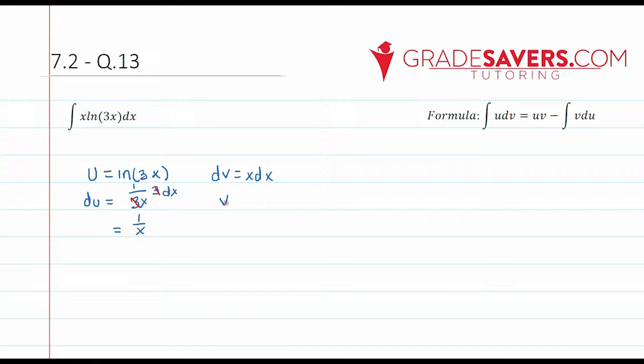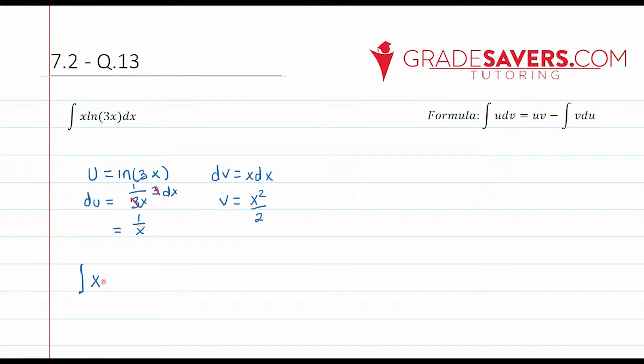Now, in order for us to find v, we need to integrate dv, or find the antiderivative of x, which is simply x squared over 2 using the power rule. The exponent here is 1, so we add 1 to that exponent, which is 2, and we divide by our new exponent. And now we can put our integration by parts formula together.